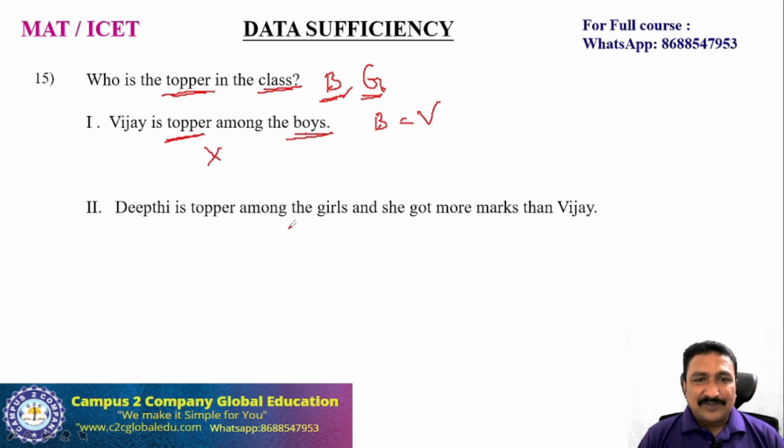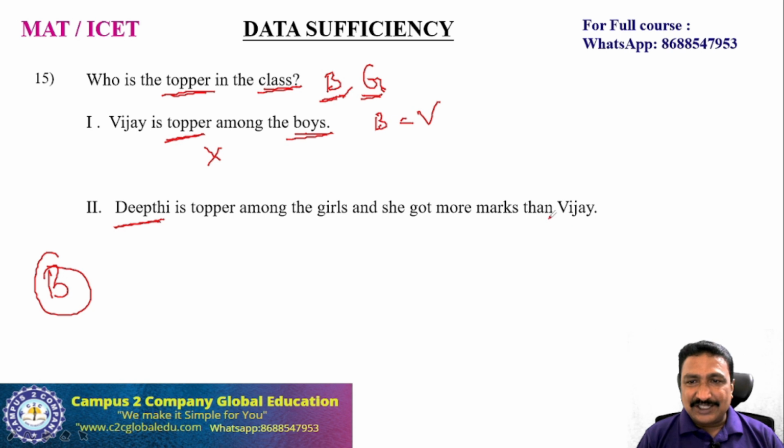Now the second statement: Deepthi is the topper among the girls and she got more marks than Vijay. According to the second statement also we cannot say exactly. But most people will keep the answer as B. Why? Because Deepthi is the topper among the girls and she got more marks than Vijay. So they will keep Deepthi and Vijay and choose B, which is a wrong answer.